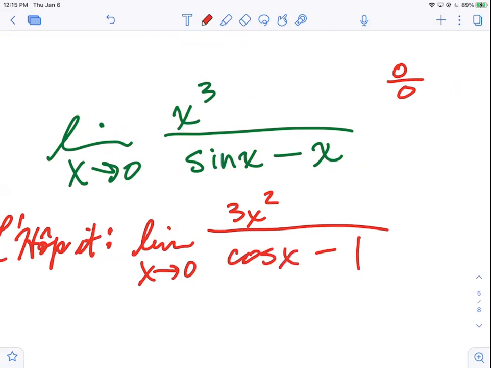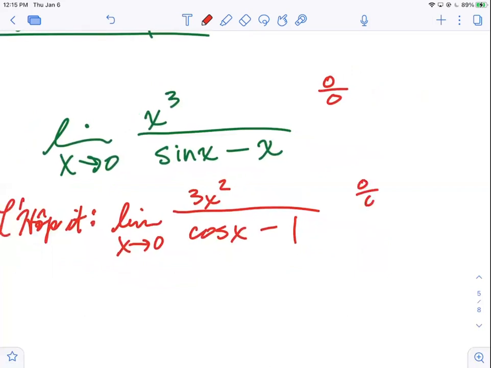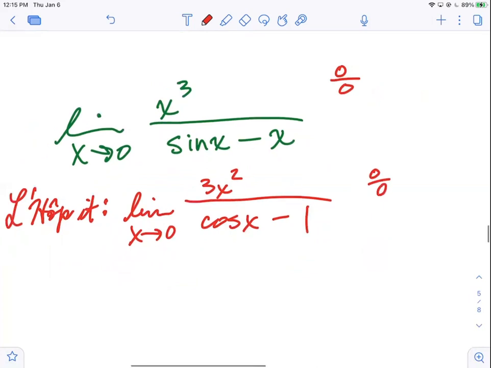It's not quotient rule, remember. It's just straight up derivative of the top over the derivative of the bottom. And then you simplify again, but there's really nothing to simplify. So we'll try direct substitution once again, and we get 0/0. Cosine of 0 is 1. Can we lop it again?